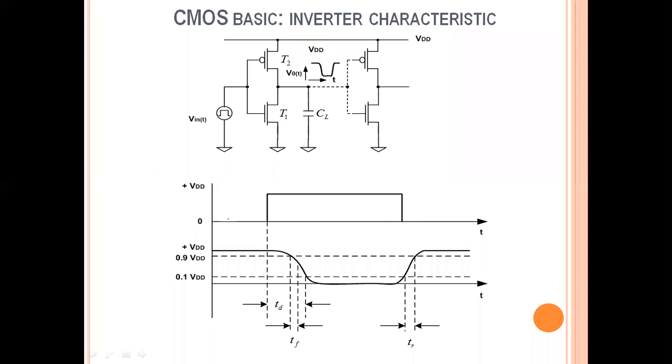Suppose now I am applying an input signal as a pulse to the CMOS inverter. Here I am applying a pulse as a 0 or 1, right? So you can understand, according to that we are getting the output signal, right? Here we have to understand the terms like TF, that is the fall time, this is the delay time. Okay, TR is the rise time.